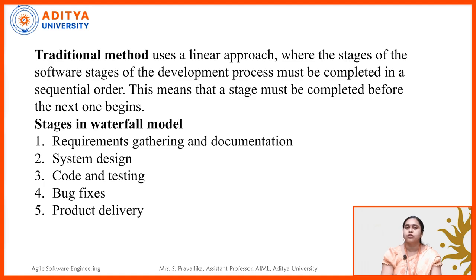Requirement gathering and documentation deals with the requirements as well as the feasibility study. The next one, system design, deals with the design. Code and testing goes with the development and testing phases. Bug fixes goes with fixing issues as well as the deployment phase. Product delivery goes with the deployment and maintenance. So these are the 5 stages that they have explained over here, from requirement gathering to product delivery, in the waterfall model. So this was regarding the traditional waterfall model, and let us see the agile software model.